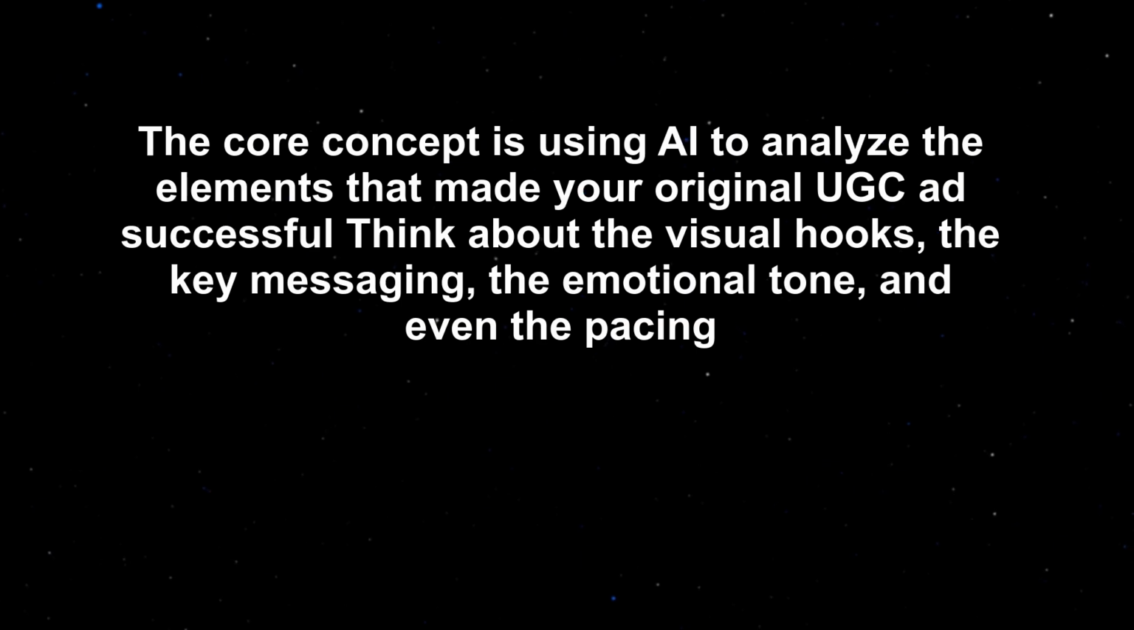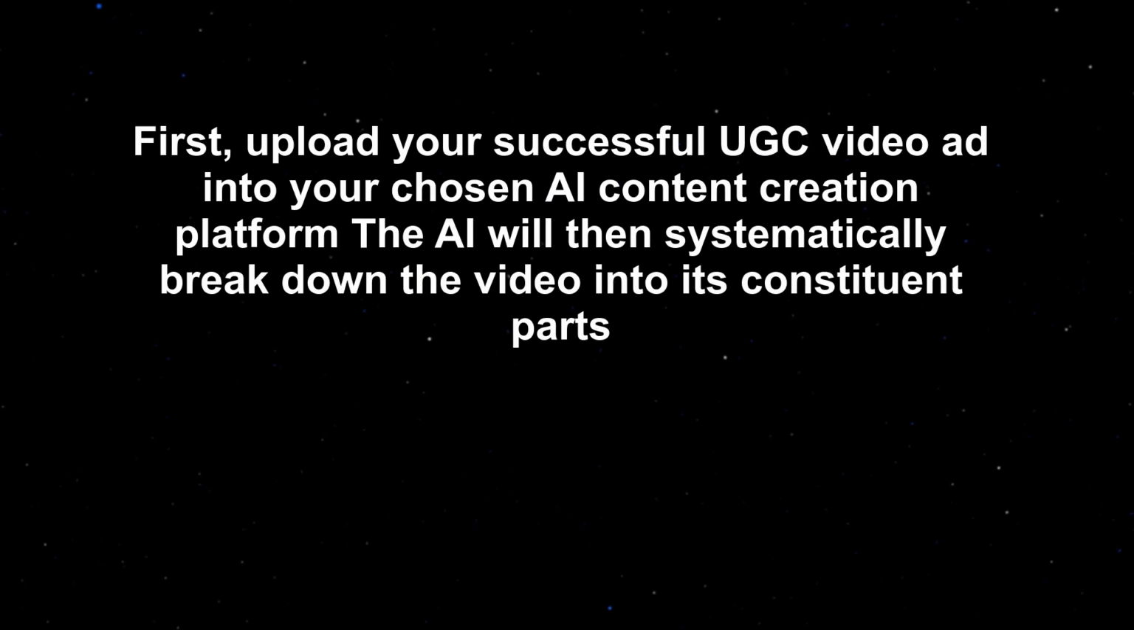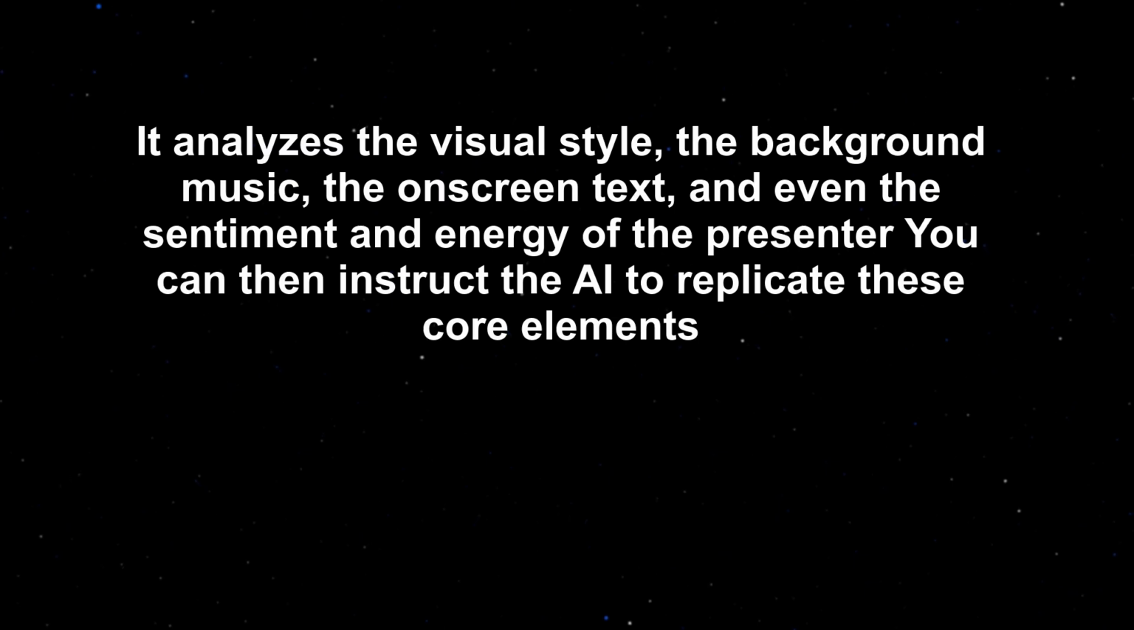The core concept is using AI to analyze the elements that made your original UGC ad successful. Think about the visual hooks, the key messaging, the emotional tone, and even the pacing. First, upload your successful UGC video ad into your chosen AI content creation platform. The AI will then systematically break down the video into its constituent parts. It analyzes the visual style, the background music, the on-screen text, and even the sentiment and energy of the presenter. You can then instruct the AI to replicate these core elements.